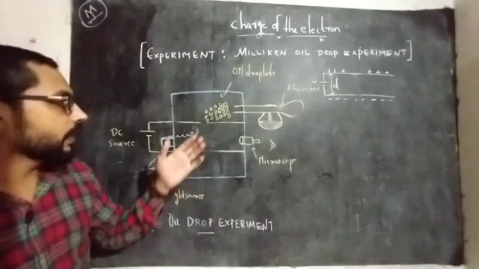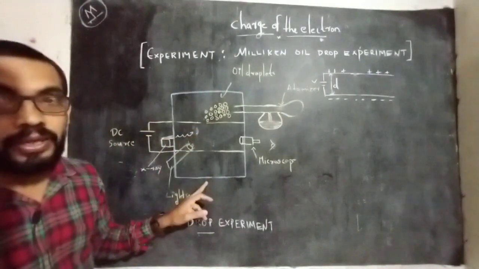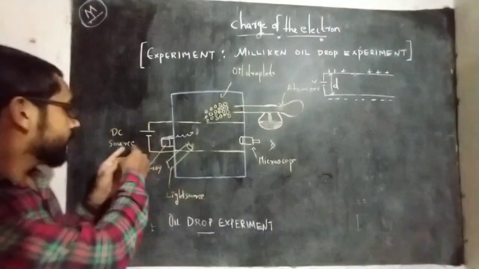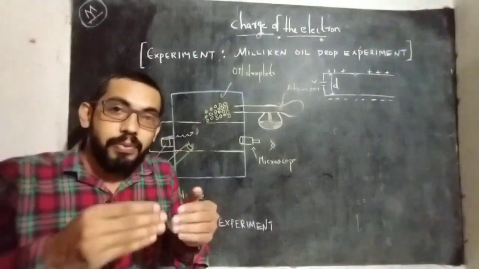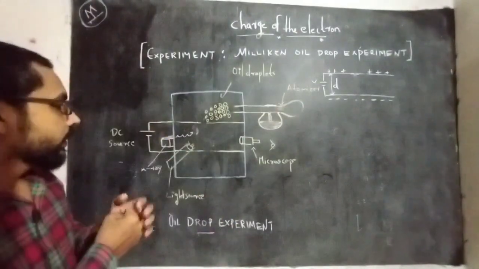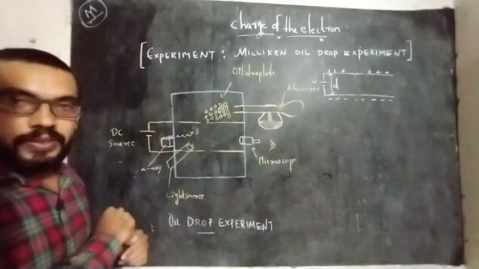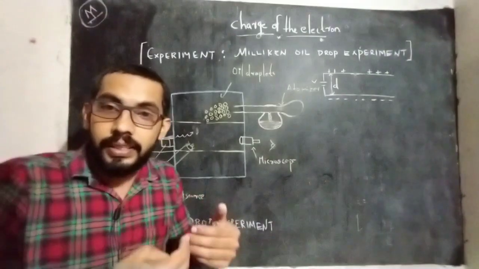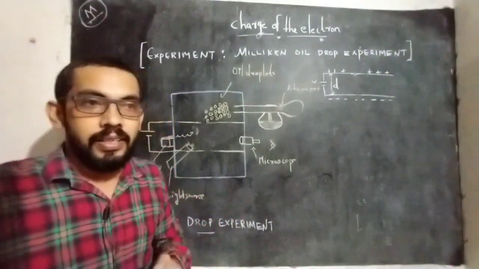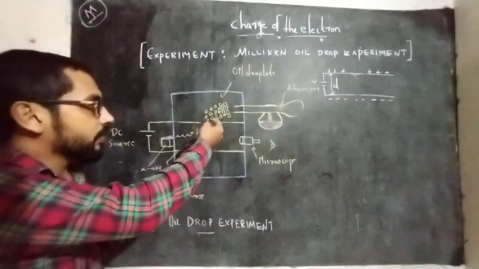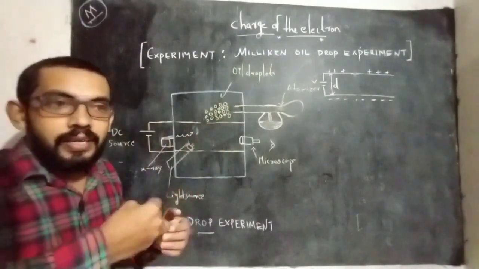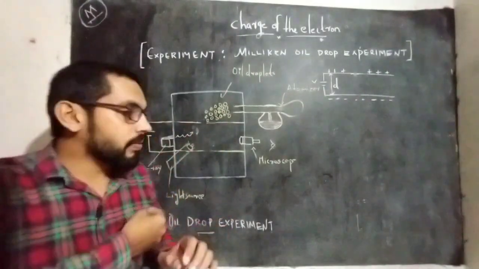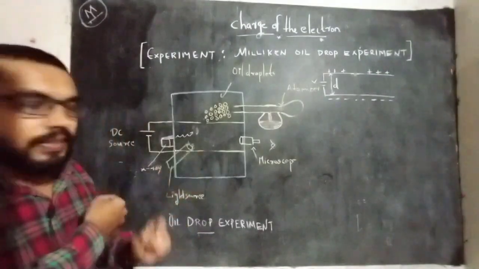We can see that there are two electrodes connected with a DC source, capable of producing a high potential difference. And we can see an X-ray source. X-rays are high energy radiation that ionize the air between the plates and eject electrons from the air.